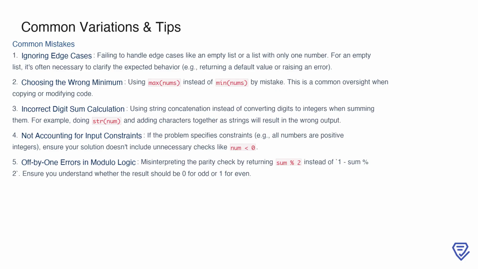Another mistake is accidentally using max(nums) instead of min(nums), a simple oversight that can occur when copying or editing code. Additionally, errors in calculating the digit sum are frequent. Instead of converting the number into a string and summing the characters, which results in string concatenation, you need to convert each digit back into an integer before summing.